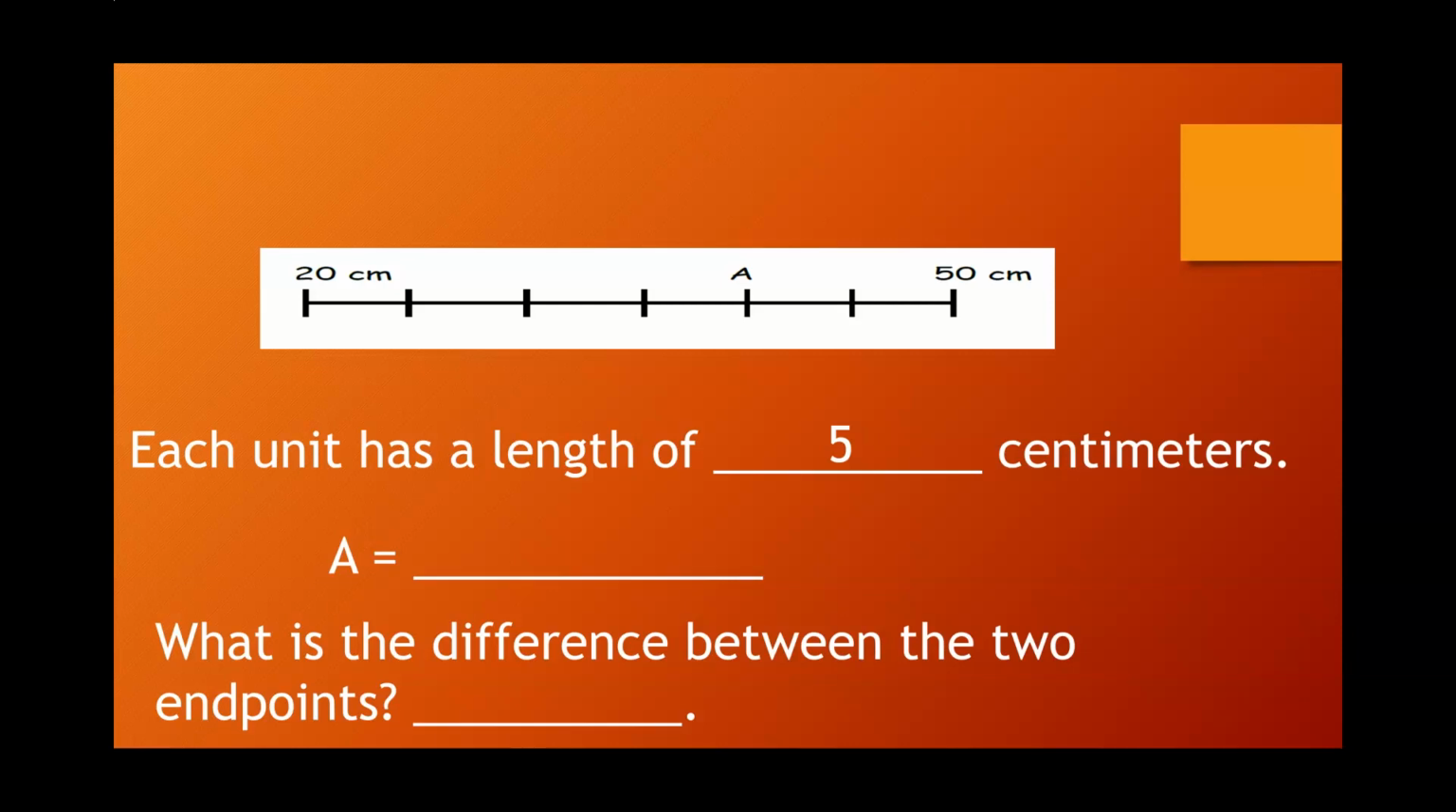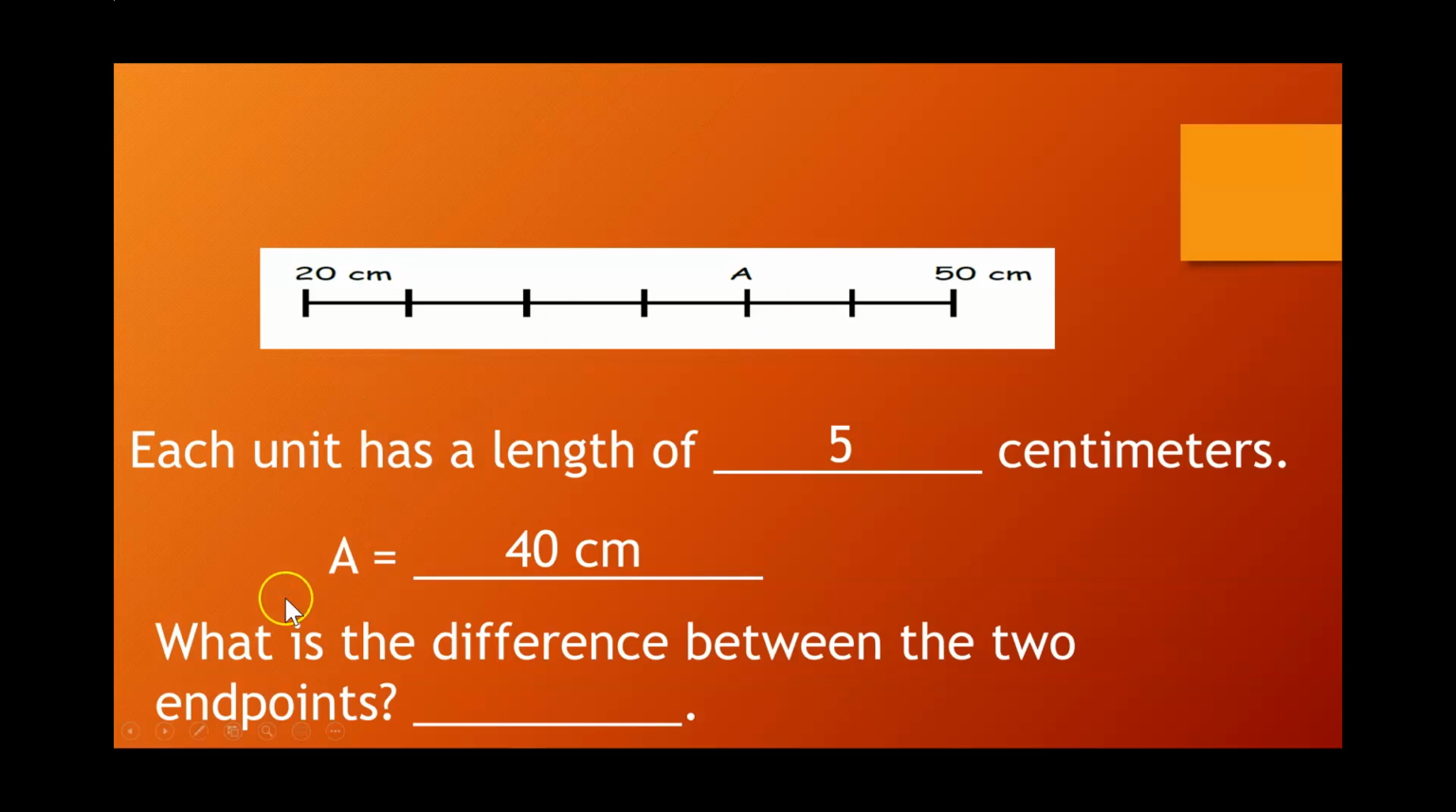Okay, now it wants us to figure out what A equals. So we know each notch is 5. So all we have to do is start at 20 and count by fives until we get to A. So let's do that. 20, 25, 30, 35, 40. So A is 40 centimeters.